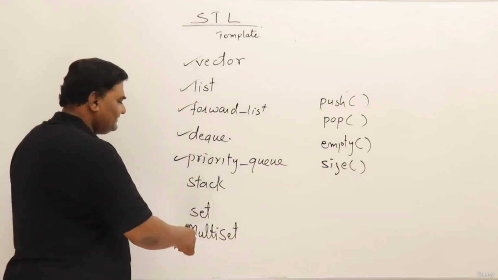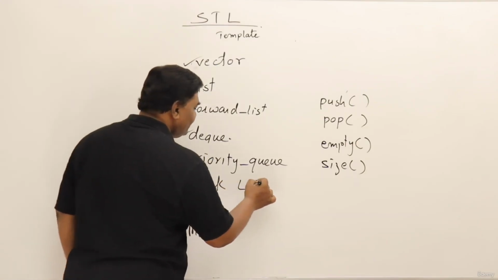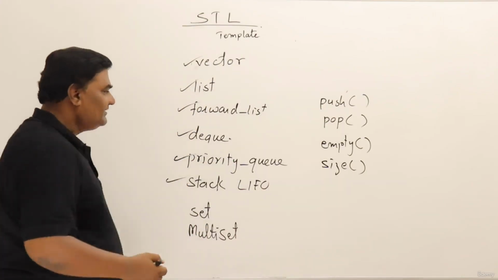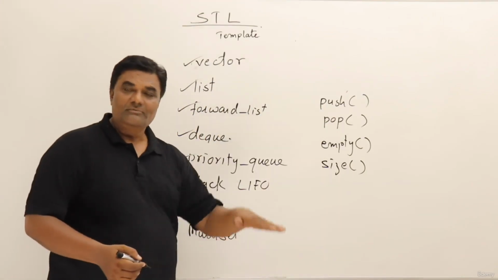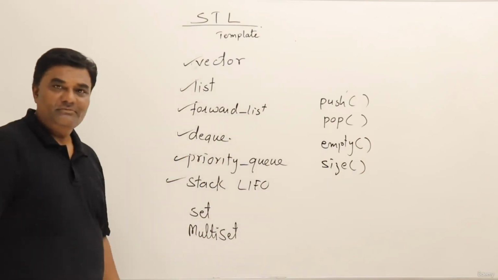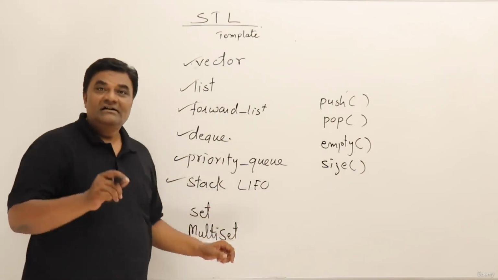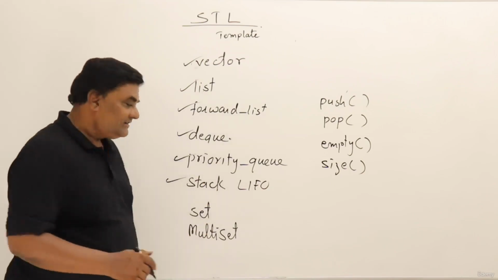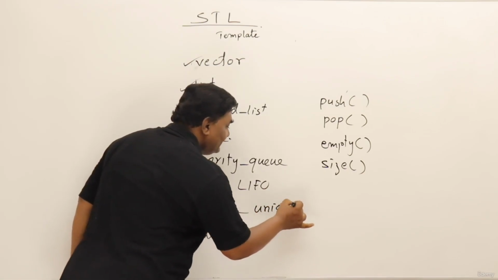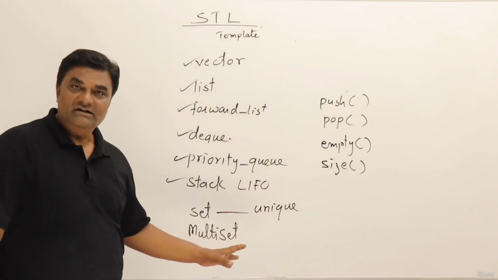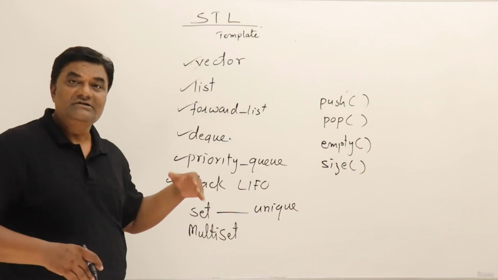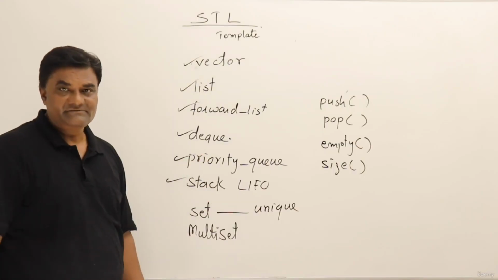Then stack. This works on the discipline last in, first out, and it has the same set of operations, so I don't have to explain. That is last in, first out. From the top only the elements are inserted, and from the top the elements are deleted. That is the push and pop operations. Now set. This is a collection of elements which will contain only unique elements. Duplicates are not allowed. It will not maintain the order in which you have inserted the elements.